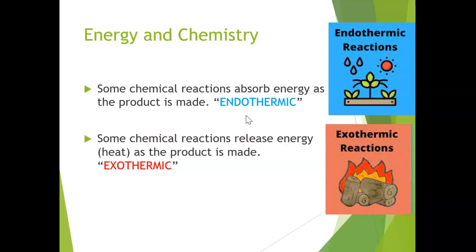Endothermic reactions are going to be those reactions that absorb energy as a product is made. So photosynthesis is a great example of an endothermic reaction. We're taking the energy from the sun, the plant's absorbing it in order to make its product, which eventually is going to be a sugar. Now, some chemical reactions release energy, and so heat ends up being produced as the product is made, and these are called exothermic reactions. So when we burn wood, we're releasing energy, we're releasing heat, and so that's how we know that that's an exothermic reaction.